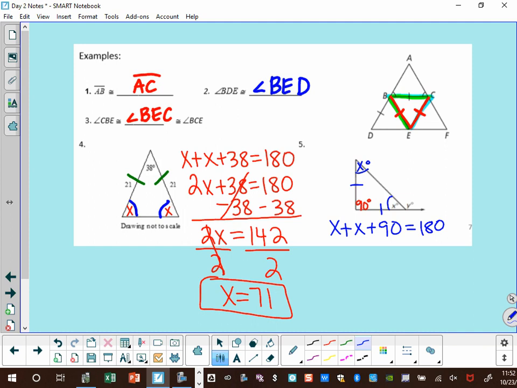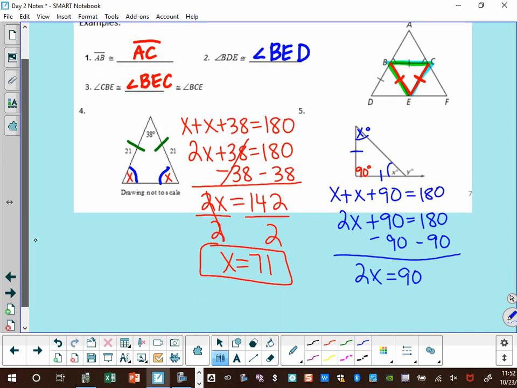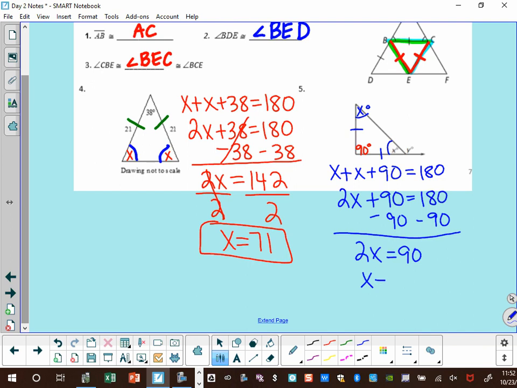What do you get? X plus X is 2X plus 90, which is equal to 180. I subtract 90 and I'm left with 2X equals 90. Each of those angles will be what? 45. Each of those angles will be 45. So we figured out that X is 45 degrees.